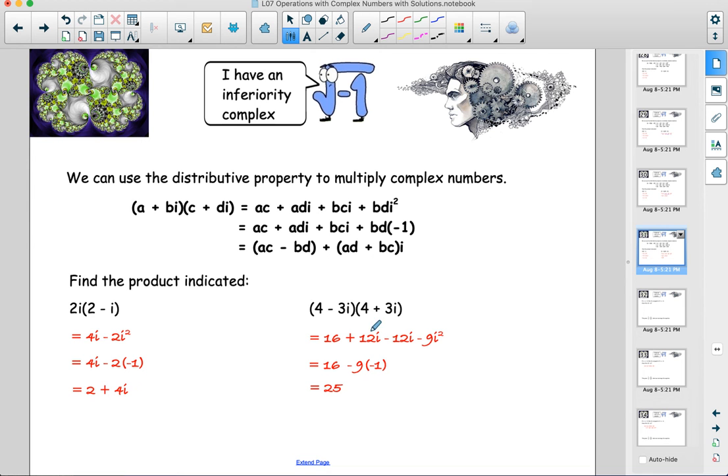Again, I showed you with the middle terms, but I said it is possible that we could have just jumped straight to 16 minus 9i all squared, recognizing, of course, that these were 2 opposite binomials.